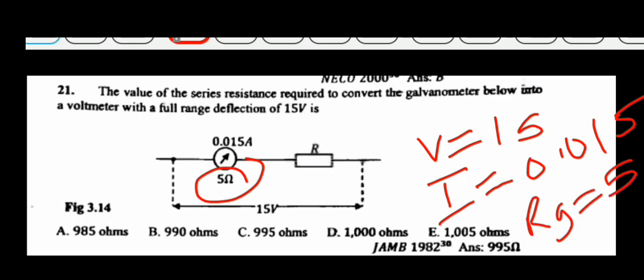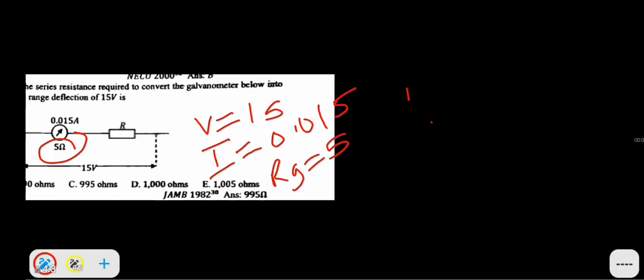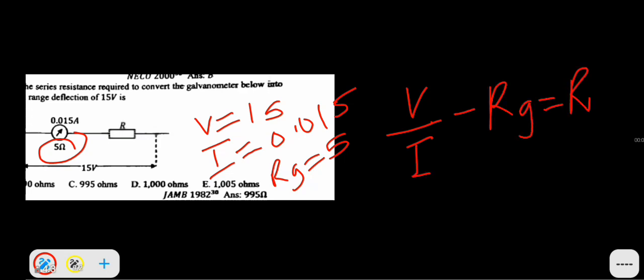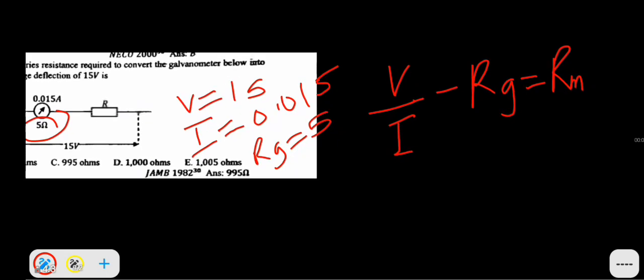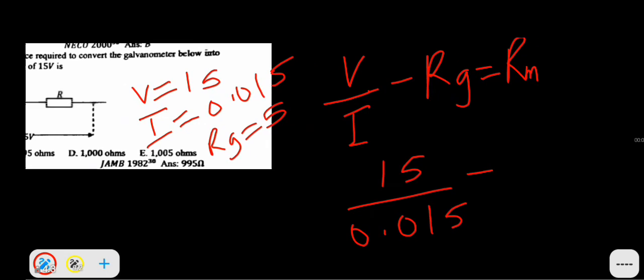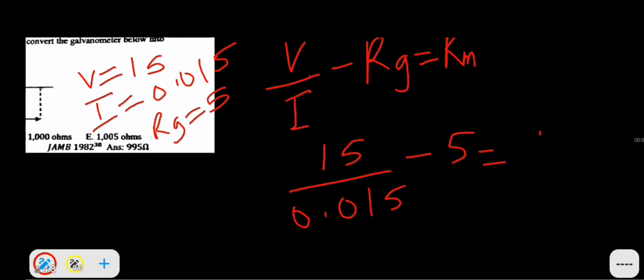So just put into the formula. The formula is V over I minus Rg equals Rm. So our V is 15, our I is 0.015, minus our Rg, which is 5. I'm looking for Rm.